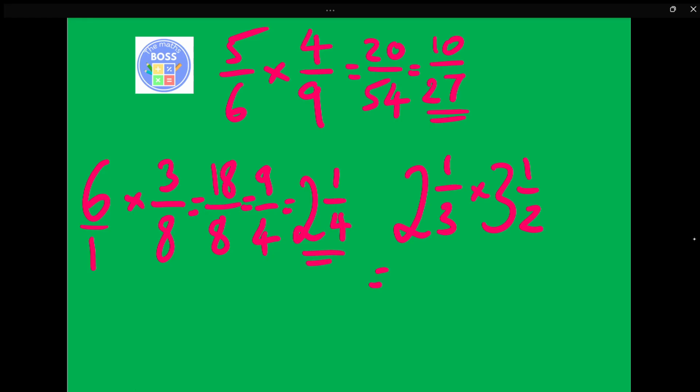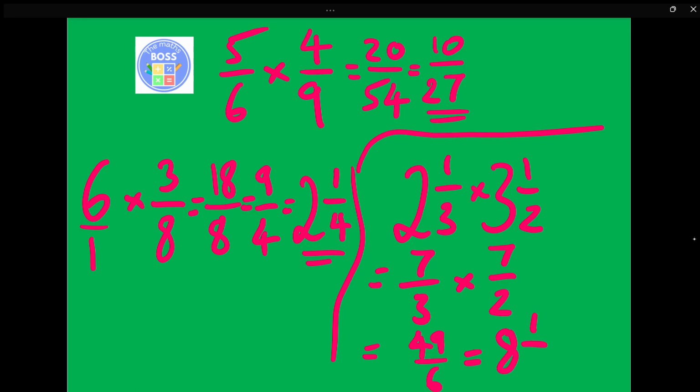Third question. Change both to improper fractions. 2 times 3 is 6, add 1 is 7. 7 over 3 times 7 over 2. 7 times 7 is 49. 3 times 2 is 6. We ask ourselves how many 6s go into 49, and that's 8. We have 1 left over out of 6. Your answer is 8 whole ones and 1/6. And there's your last answer. I hope you managed to get these 3 correct.